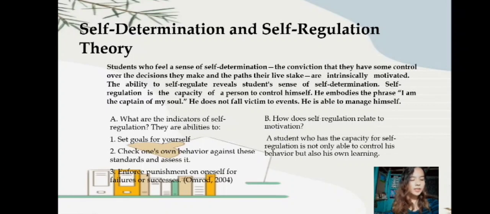Well, a student who has the capacity for self-regulation is not only able to control his behavior but also his own learning. This means students who are motivated to reach a certain goal will engage in self-regulatory activities they feel will help them achieve that goal. This self-regulation promotes learning, which leads to a perception of greater competence, which sustains motivation toward the goal and to future goals.